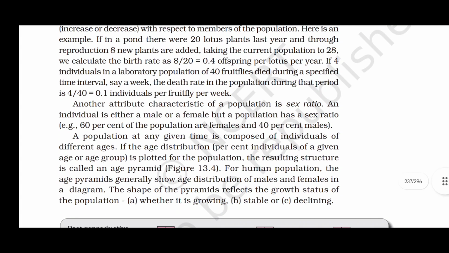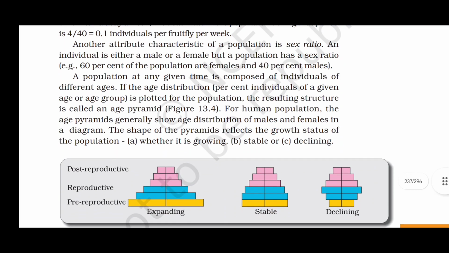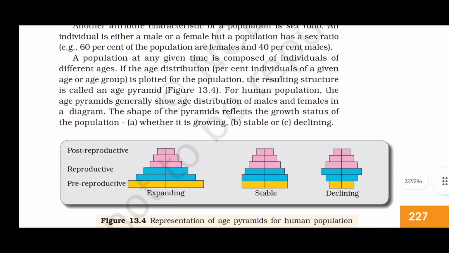An individual is either a male or a female, but a population has a sex ratio. Example, 60% of the population are females and 40% males. A population at any given time is composed of individuals of different ages. If the age distribution, percent individual of a given age or age group, is plotted for the population, the resulting structure is called an age pyramid as shown in figure 13.4.